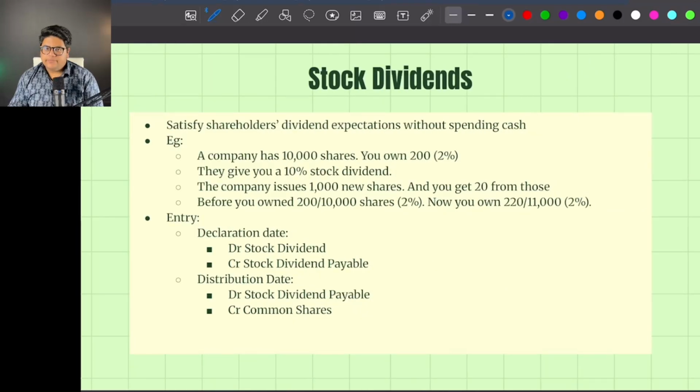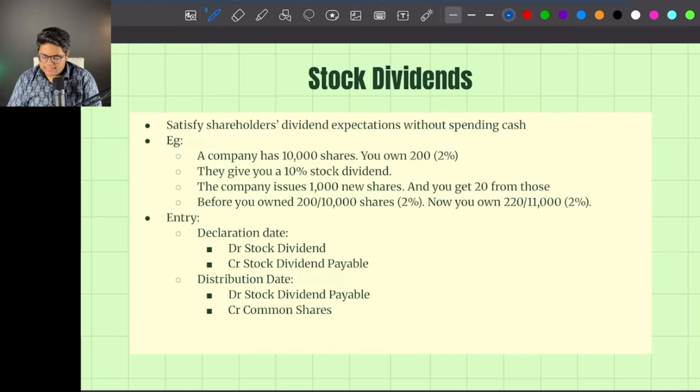So a stock dividend is when, instead of giving the shareholders cash, you just give them more shares in the corporation. What this does is it satisfies the shareholders because they're still getting some value. And if you do not have enough cash to offer a cash dividend, you can just issue a stock dividend because you don't need cash to do that.